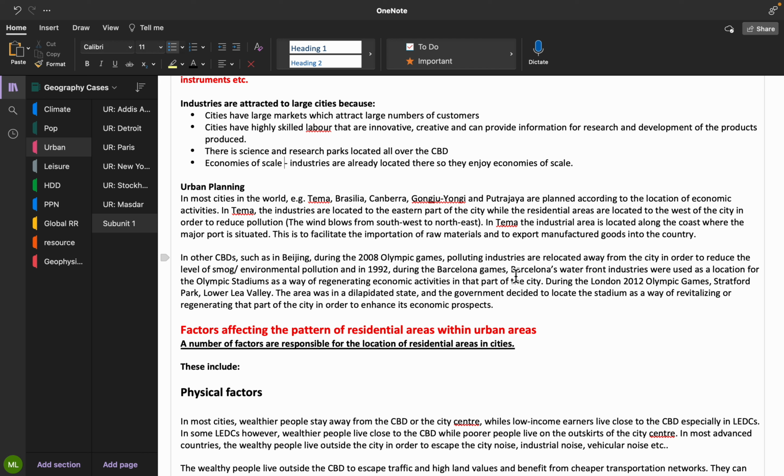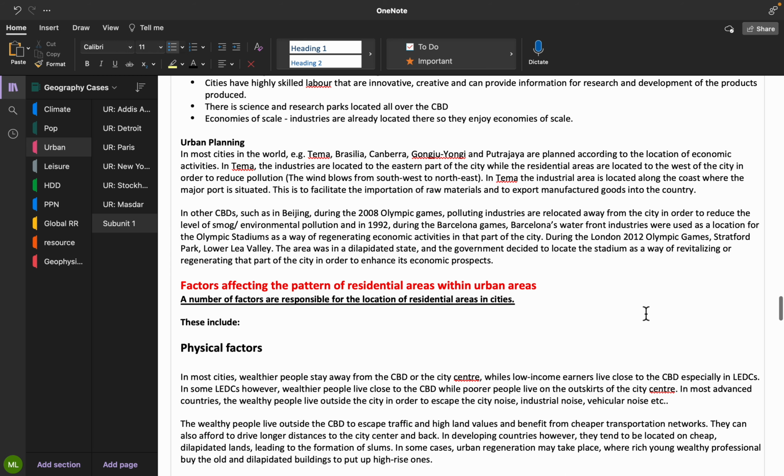And in 1992, during the Barcelona Games, it's quite interesting. Barcelona's waterfront industries were used as a location for the Olympic stadiums as a way of regenerating economic activities in that part of the city. And again, during the London 2012 Olympic Games, Stratford Park and Lower Lee Valley were revived. The area was dilapidated, and the government decided to locate the stadium there as a way of revitalizing and regenerating that part of the city in order to enhance its economic prospects and opportunities for the coming future.